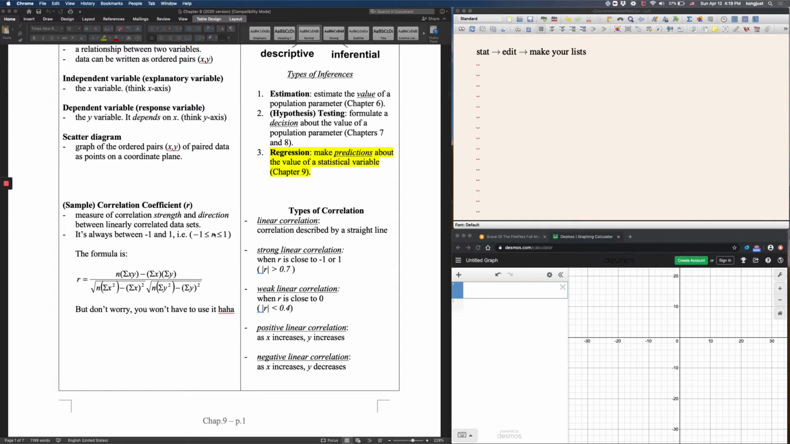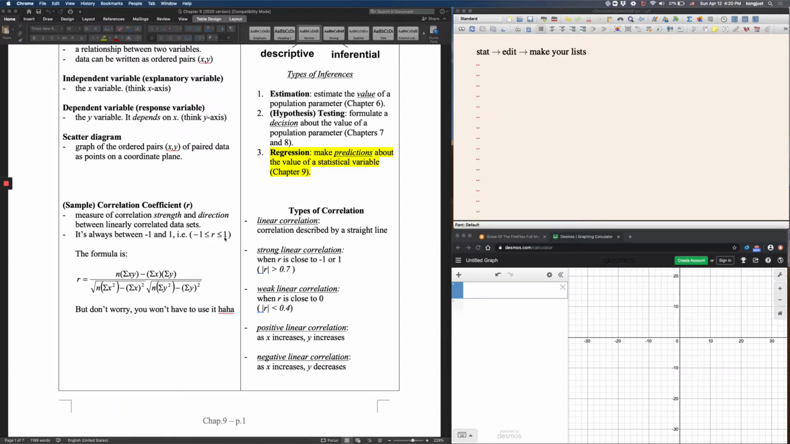In fact, in 9.2, we'll talk about how we calculate the slope. However, in this section, we're not talking about the slope at all. Although R is related in this way: if R is negative, then the slope is going to be negative, and if R is positive, the slope will also be positive. But again, R is not the slope.